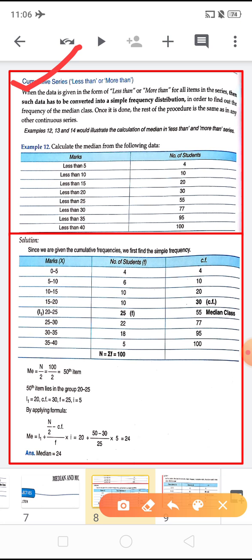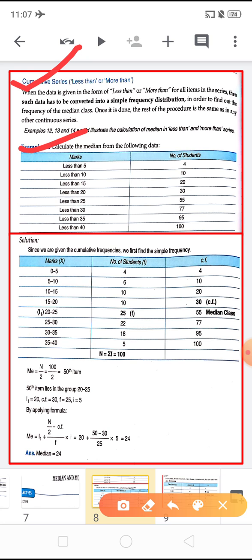So we need to first convert this less than cumulative frequency series into a simple frequency distribution series. All such processes are already explained in the previous chapters. Let me again explain the steps to be taken in calculating the median in this kind of continuous series. Our first step is to convert this cumulative frequency series into a simple frequency distribution series. Like we have a question: calculate the median for the following data.